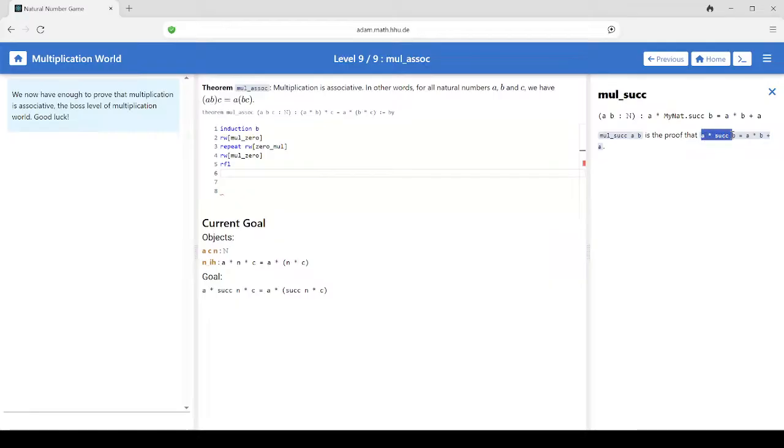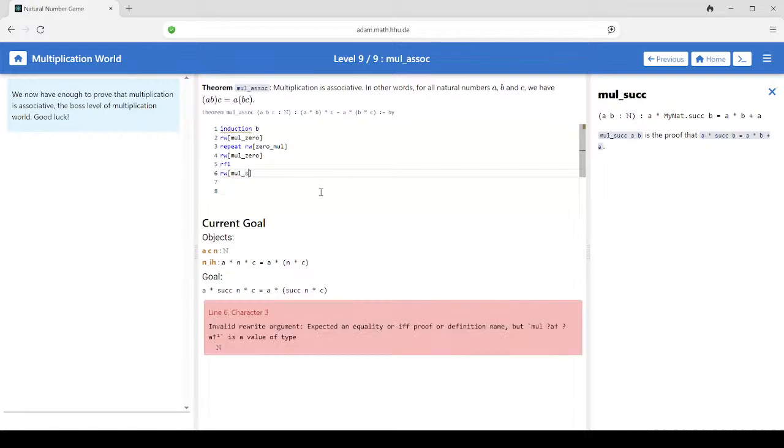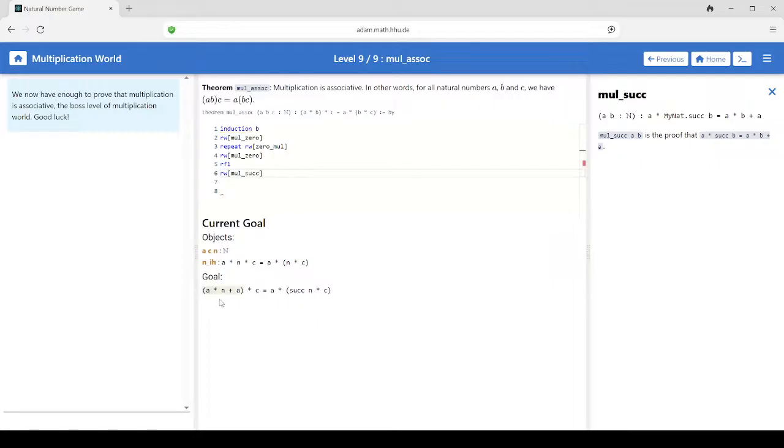This looks promising. This looks like it ought to be what we use. A times B plus A. And that gets us... Now we have a plus A, which I don't know how to get rid of. Right? I don't know how to get rid of this plus A.